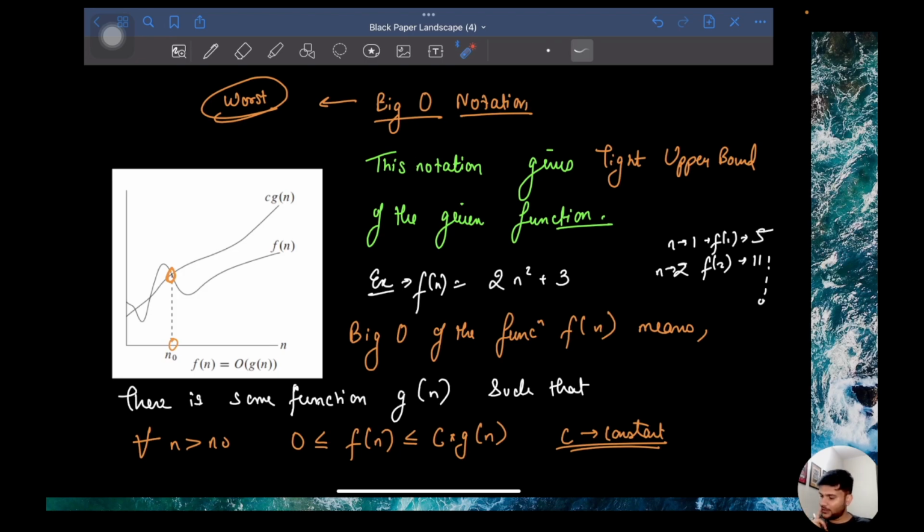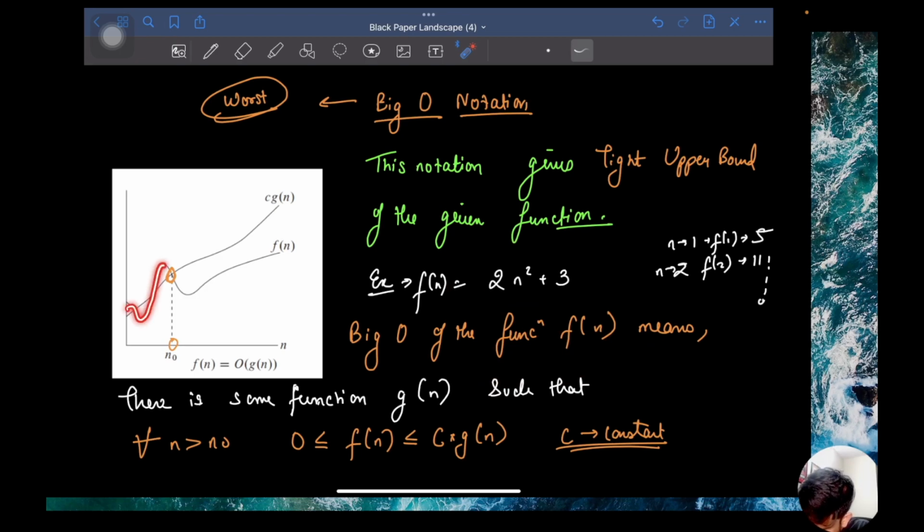Now you might think, which curve is bigger than 2n square plus 3? You can say n raised to the power 4 is bigger than 2n square plus 3. n cube is also bigger. Let's say 5n square is also bigger. All of these curves are bigger than 2n square plus 3, right?